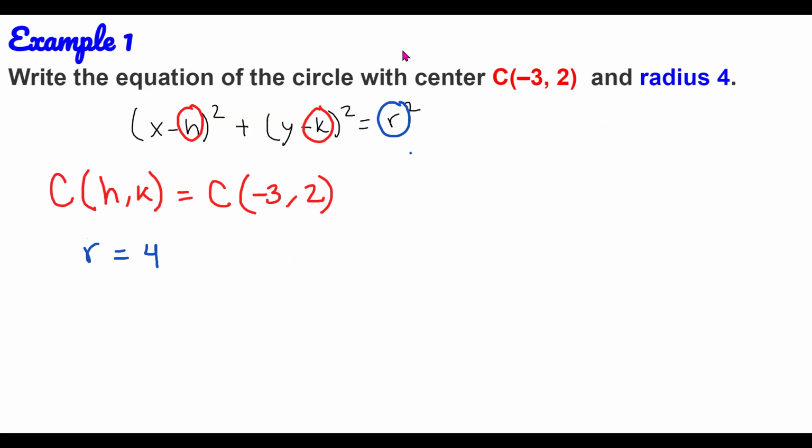Now, using the equation that we were just given, we're going to substitute the parts. So I'm going to write x minus, instead of writing h, I'm not going to write h anymore. I'm going to write the h component of my beautiful circle, which is what?